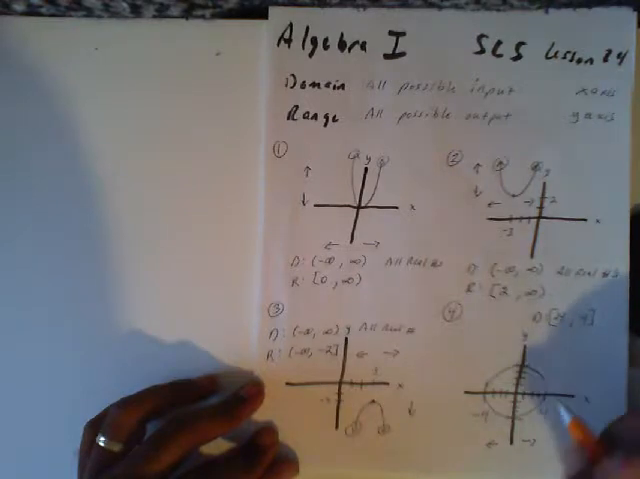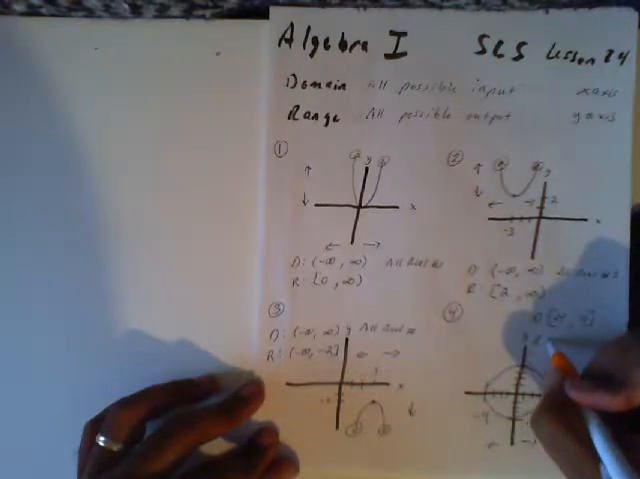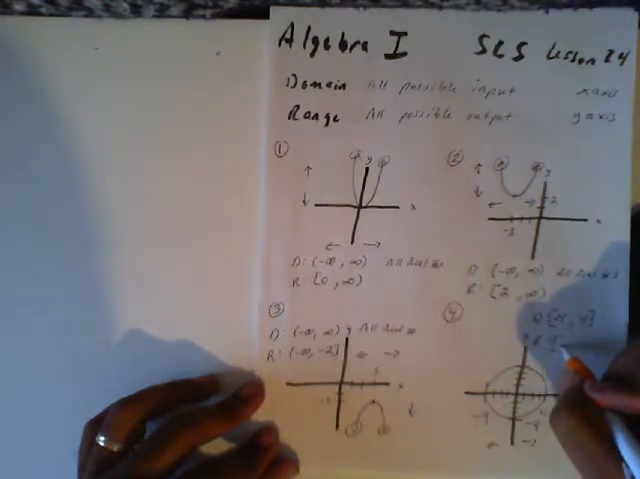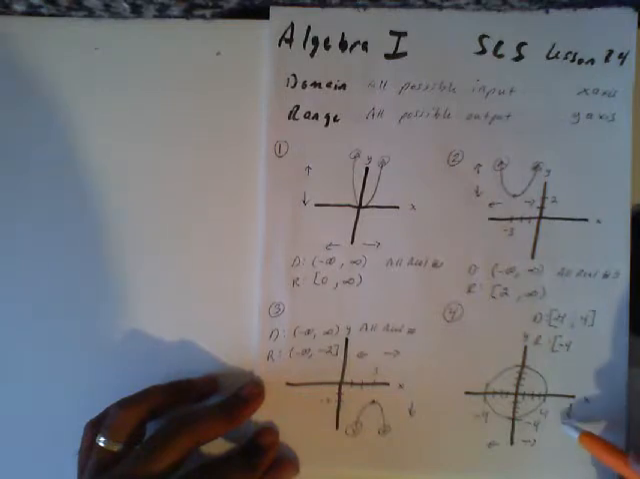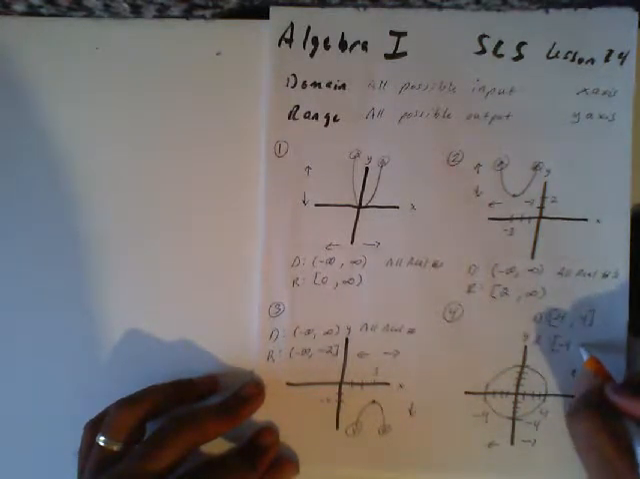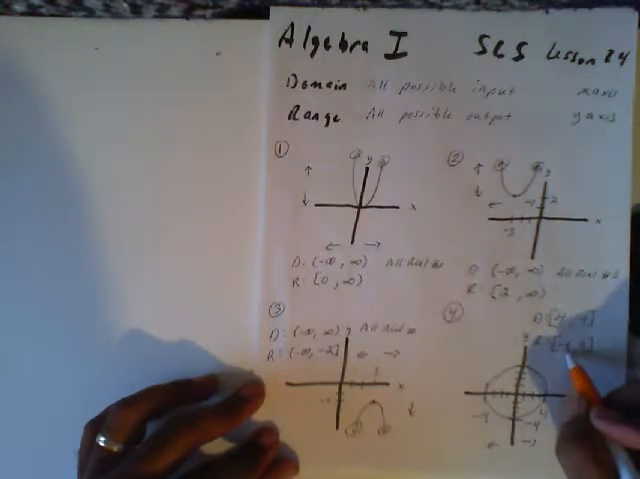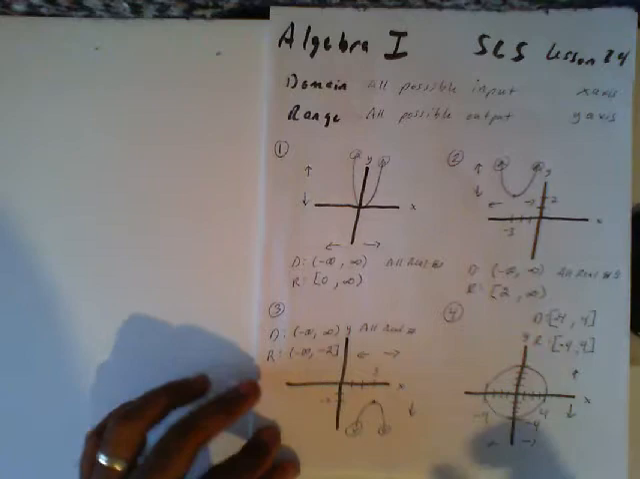Now, the range. How low does this graph go along the y-axis? Well, according to this, it goes only as low as -4. So for the range, we would say it goes to -4, including -4. The highest that this graph will go is +4. So my range is no lower than -4, no higher than +4.